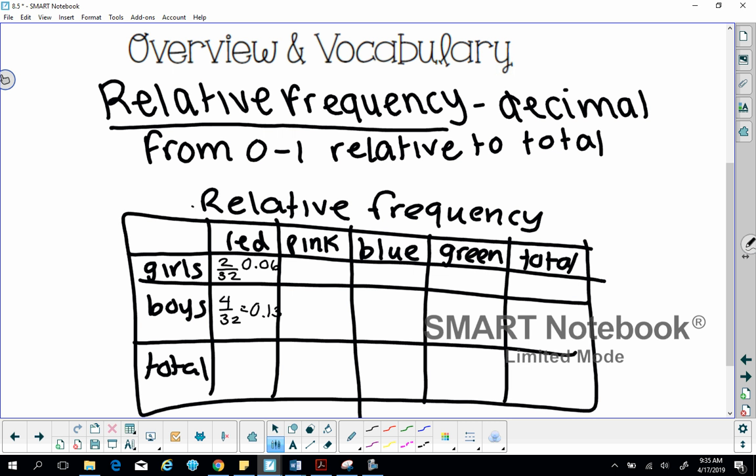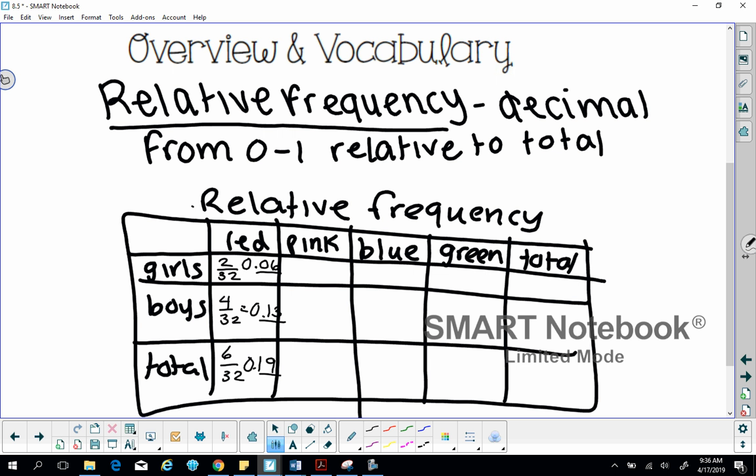So like this one ended up being 6. What's 6 divided by 32? You should end up getting 0.19. Yeah, and that makes sense, right? 6 plus 13 equals 19. Does that make sense? So you all get what you do here. So we're dividing each one by the total. That's all we do.